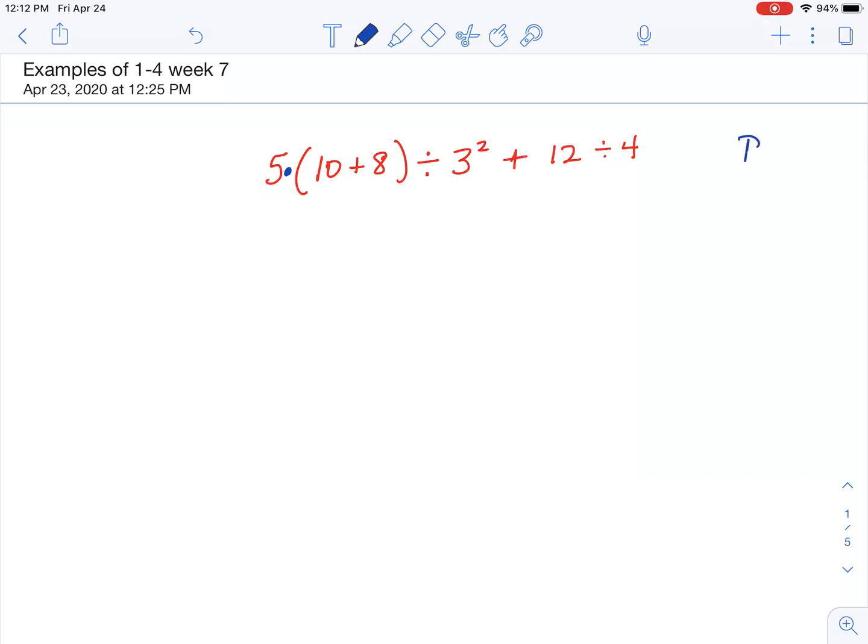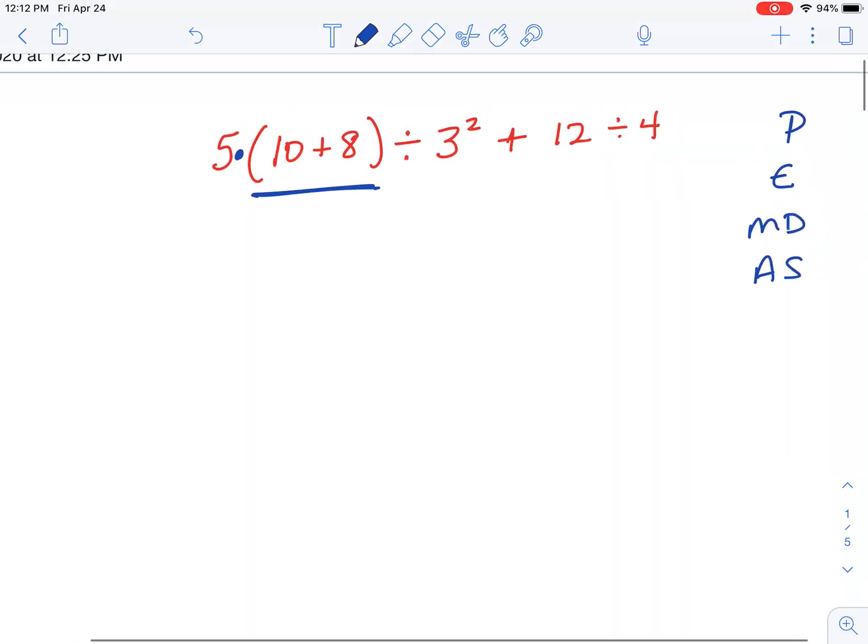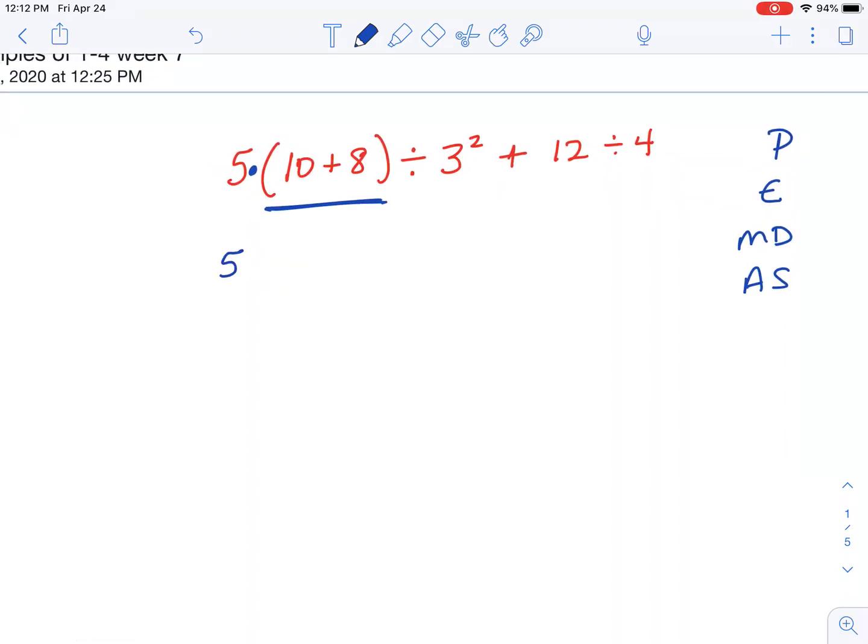Now here's our good old PEMDAS: parentheses, exponents, multiply and divide from left to right, add and subtract from left to right. So first we ask ourselves, do we have any parentheses? And yes, we do, right there. So I underline that. I bring down the 5. I bring down everything that's not underlined. And what's underlined, the 10 plus 8, I bring down the answer. So here I'm actually going to bring down the answer 18. Then I'm going to bring down the divide by 3 squared plus 12 divided by 4.